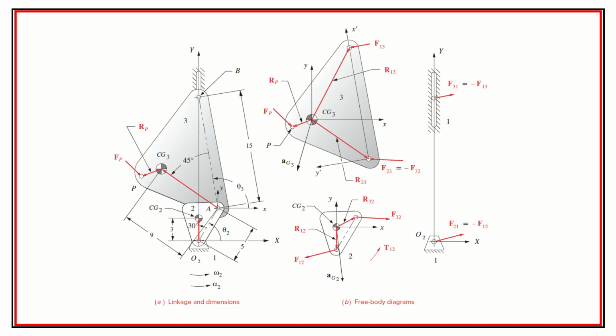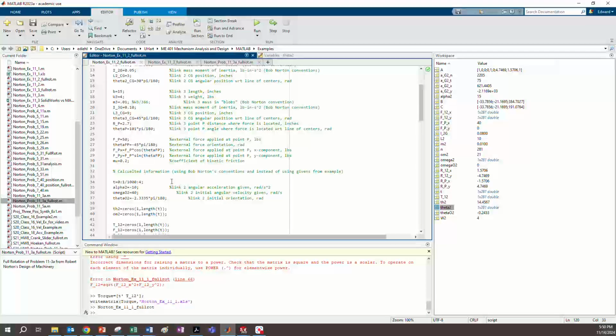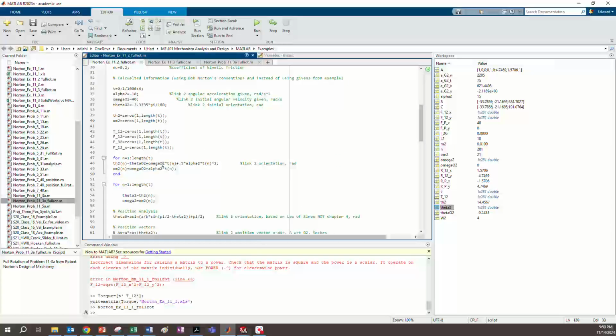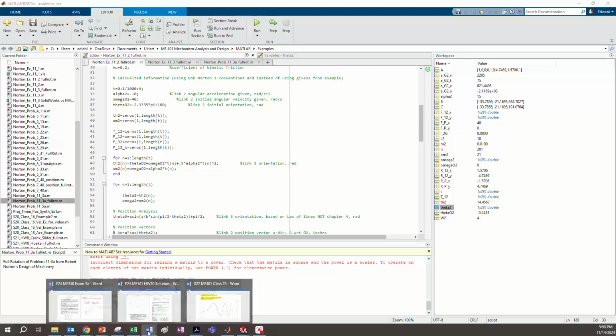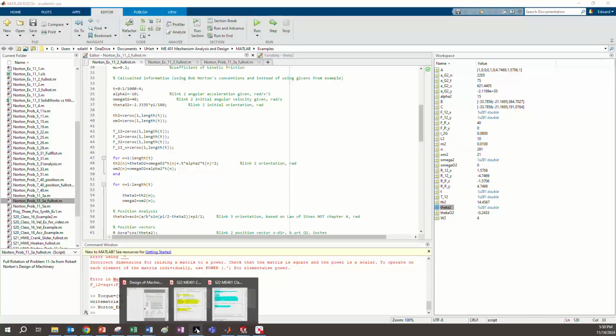Continuing on with class 23, we're going to do some more comparisons between the MATLAB and SolidWorks dynamics force analysis. Here is, I think, Norton's problem 11, example 11.2. So let's take a look at the differences between doing a full rotation and doing a partial rotation. We won't do this for the others, or at least not much. Let's see, I did this right here.